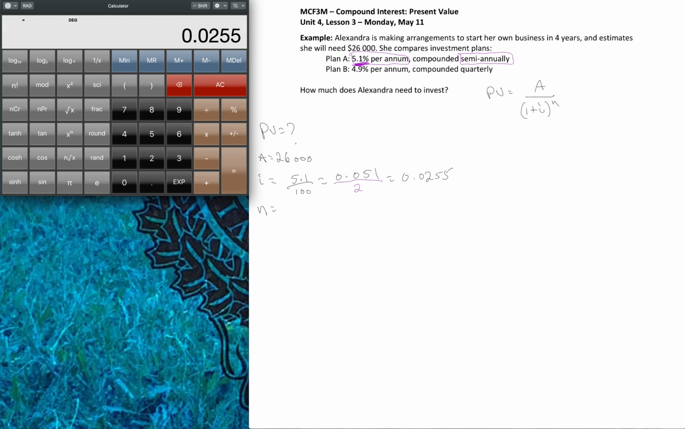Now the number of compounding periods, it has to be in there for 4 years. And you're going to earn interest twice per year. It's going to be in there for 4 years. So the number of compounds is going to be 8. And so now you're free just to type it into your calculator. PV is equal to 26,000 divided by 1 plus 0.0255 to the power of 8.